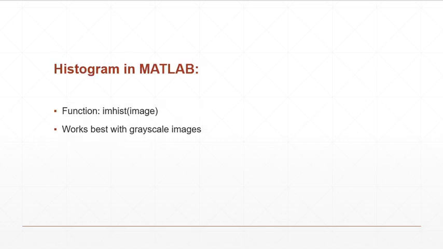In MATLAB, we can use imhist to plot the histogram of an image. This function is commonly used with grayscale images.